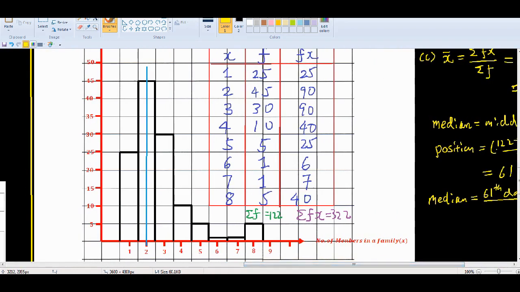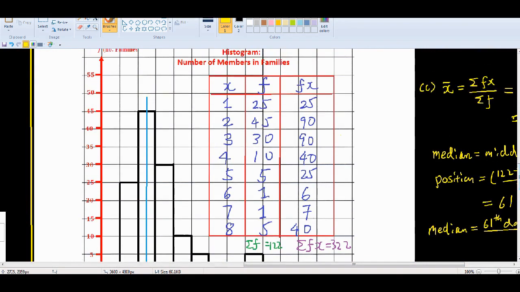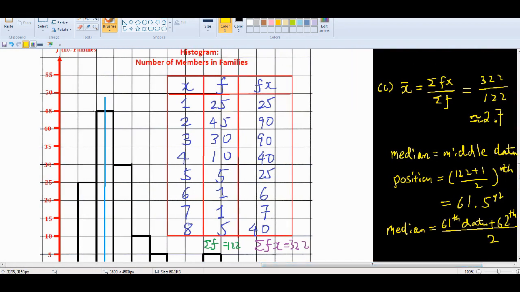So let's find the 61st data and the 62nd data. You need to look at the table. You add all the values until you pass the 61st and 62nd, right? So when you go from the first, 25, to the second, 25 plus 45, this will give you 70, right? 70 already passes.